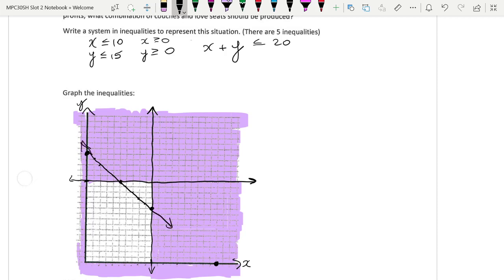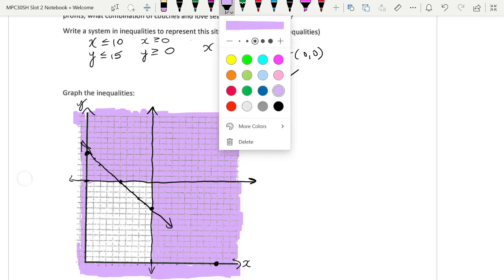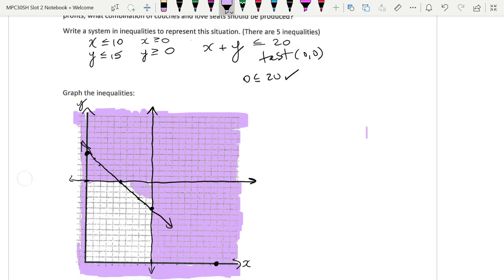And I'm shading. Okay, so I'm going to test 0, 0. 0 is less than or equal to 20. That's true. So 0, 0 counts in the answer. So again, I'm coloring out the parts that aren't the answer. So that little space there goes away.